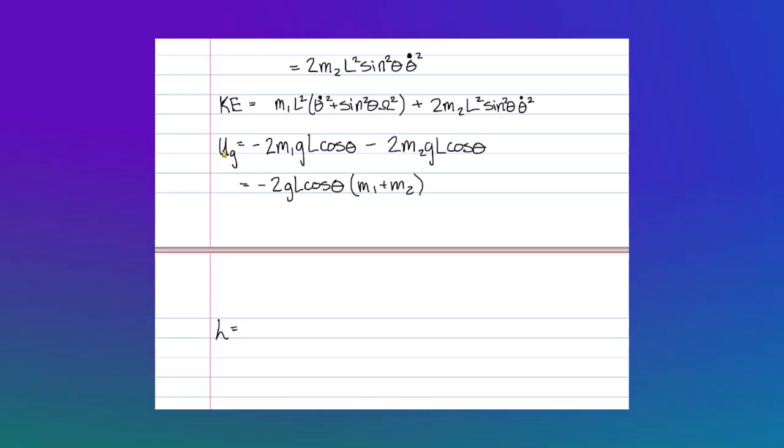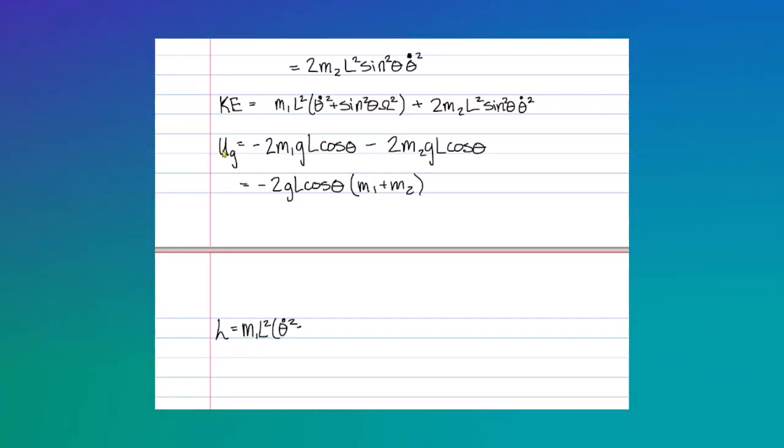Now that we have the kinetic energy and the potential energy, we can combine them all together to get our Lagrangian. And then we'll be done. And next up, I think we have something that's a little bit different. We won't just be calculating the Lagrangian.